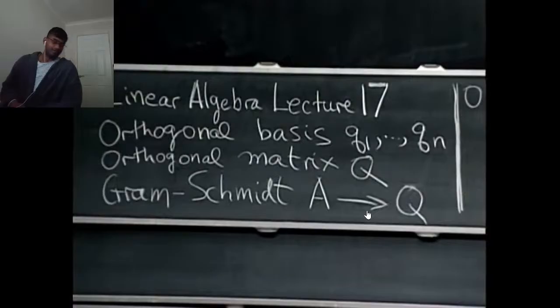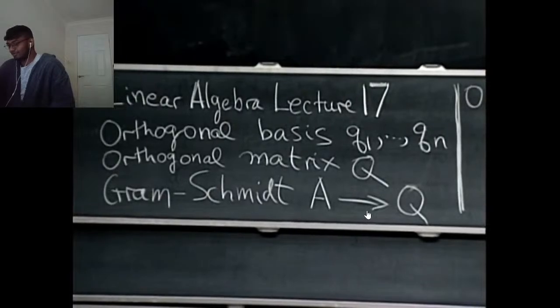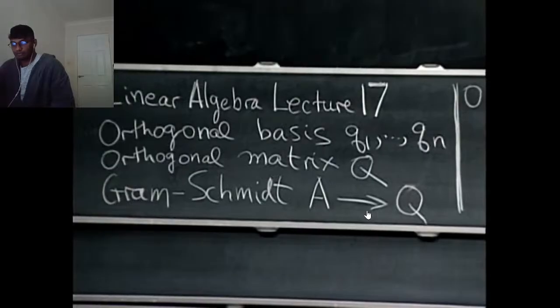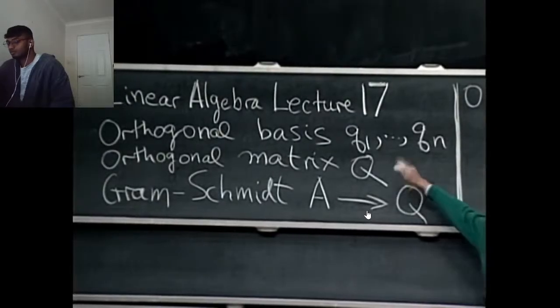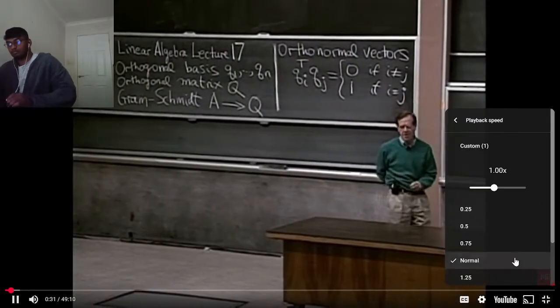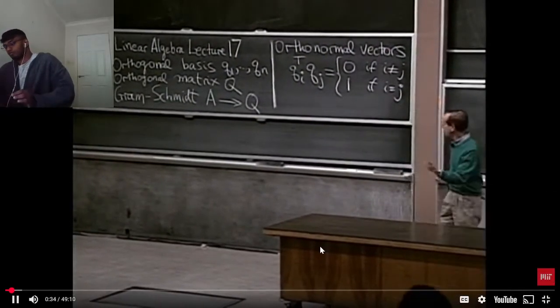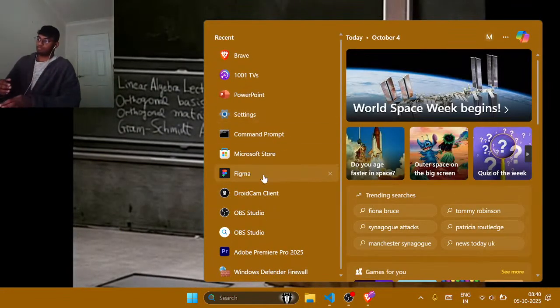Okay, here's the last lecture in the chapter on orthogonality. So we met orthogonal vectors, two vectors. We met orthogonal subspaces, like the row space and null space. Now, today we meet an orthogonal basis and an orthogonal matrix. So this chapter cleans up orthogonality. And really, I should use the word orthonormal.